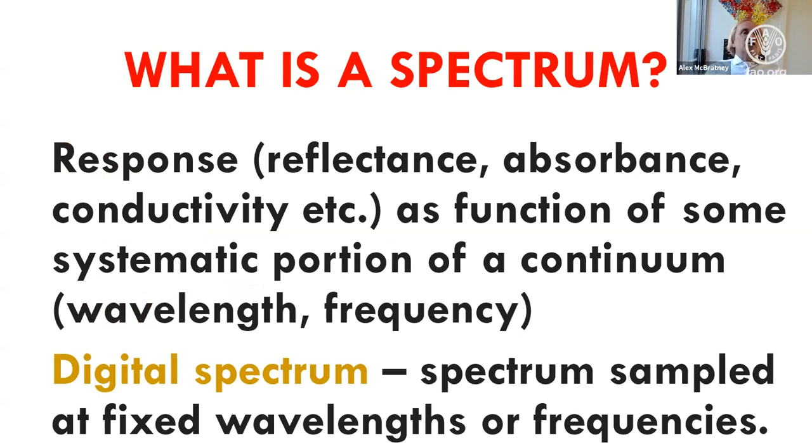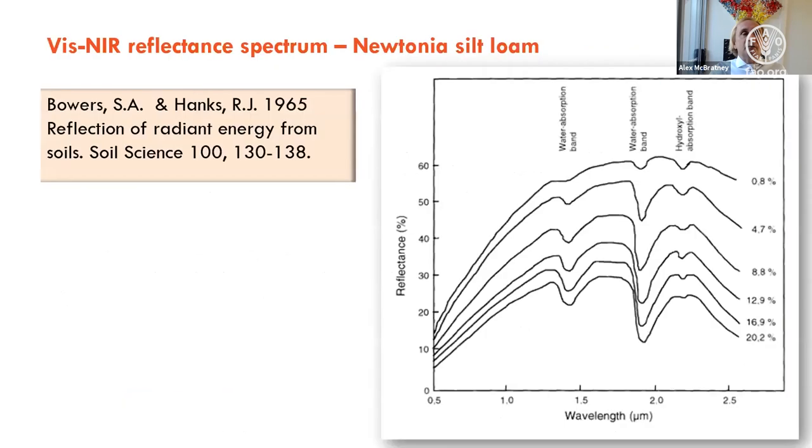So what is a spectrum? Well, it's a response, and it could be the reflectance, it could be the absorbance, but it could be something else. Conductivity, permittivity, as a function of some systematic proportion of a continuum. And that could be described by its wavelength or its frequency, particularly when we're talking about the electromagnetic spectrum. And the digital spectrum is the spectrum sampled at fixed wavelengths or frequencies, and then captured as a series of numbers. And it's a digital spectrum that we work on, and it's a digital spectrum that chemometrics works on, and that we can store in our databases and we can manipulate. So that's an important concept.